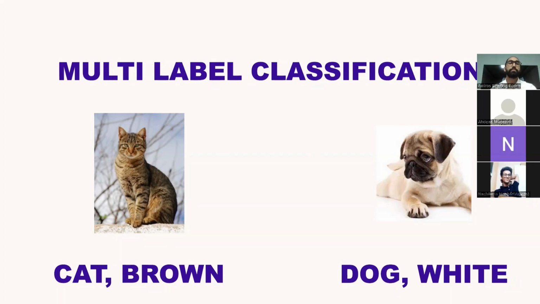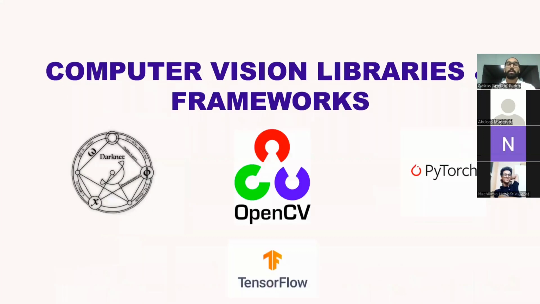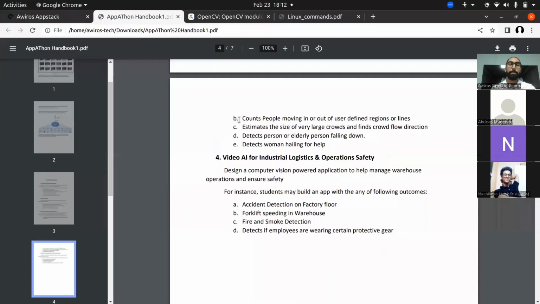So moving forward, some computer vision libraries and frameworks. So basically OpenCV is one very important library. OpenCV means Open Source Computer Vision. So it is an open source computer vision library. This library includes several hundreds of computer vision algorithms that you can use readily, right? Let me just deviate a bit.